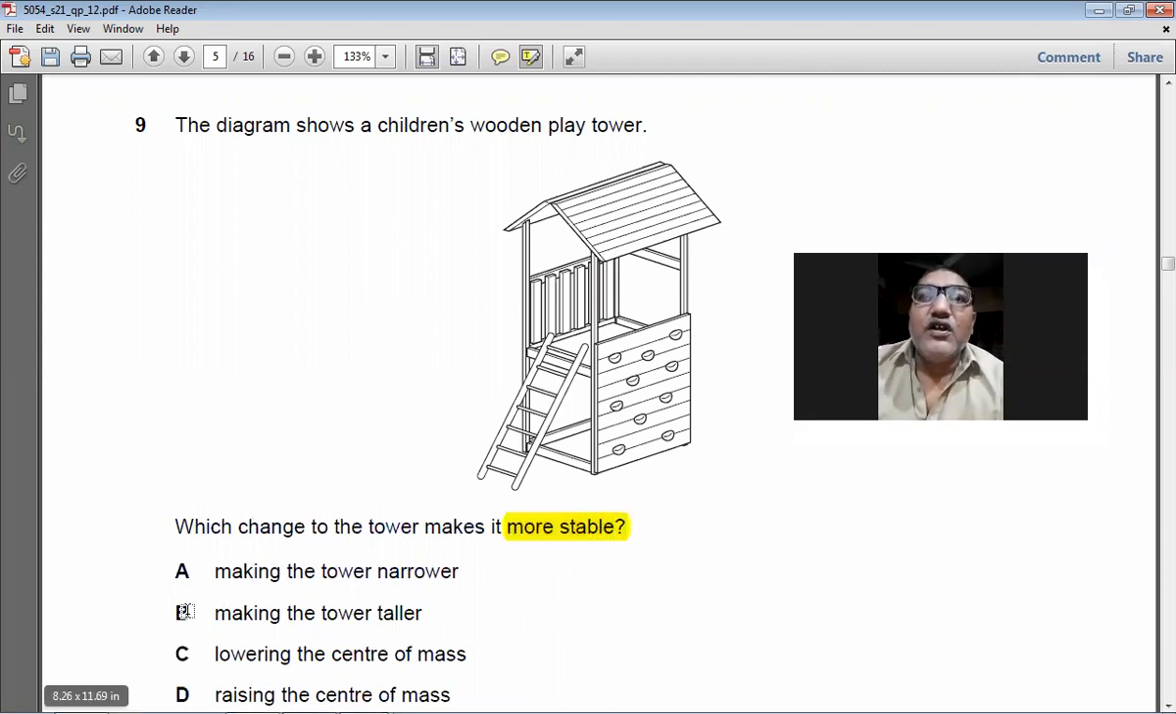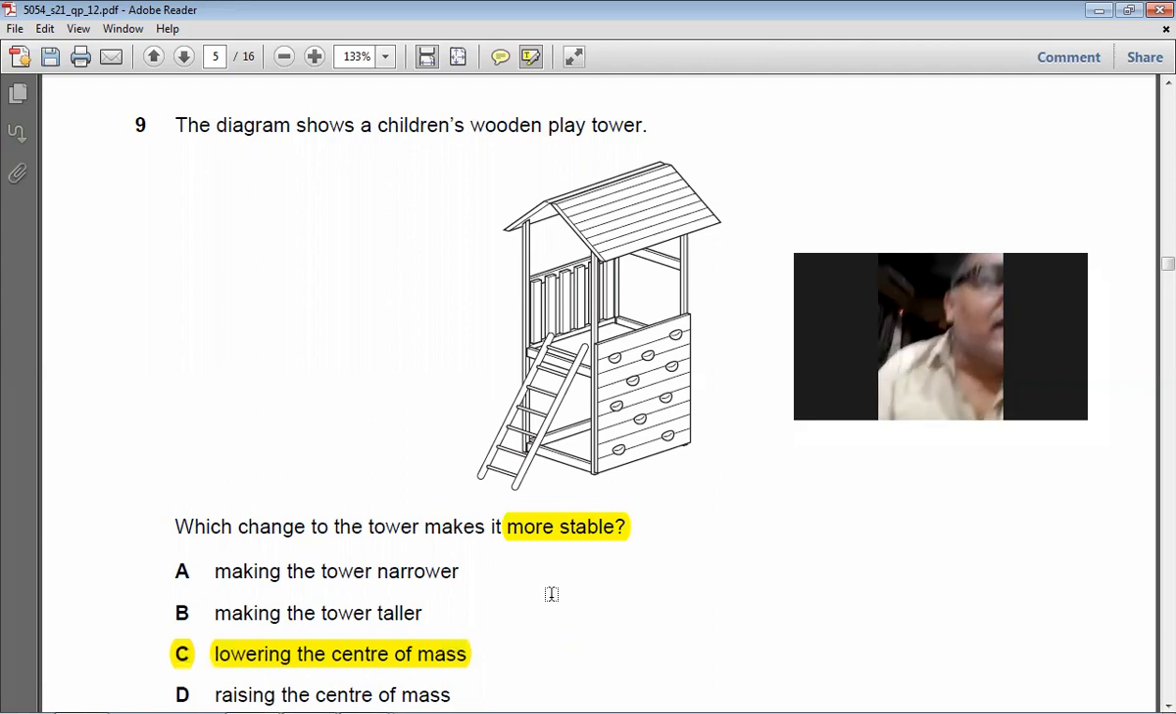So we are looking for more stable. Making the tower narrower will not make it more stable, because it will reduce the base. Making the tower taller will increase the height of the center of the mass. Lowering the center of the mass, yes, this is the answer. And raising the center of the mass, no, it does not make it more stable. So C is the right answer. Question number 9, C is the right option. Hopefully you have understood. So let's move to the next question.